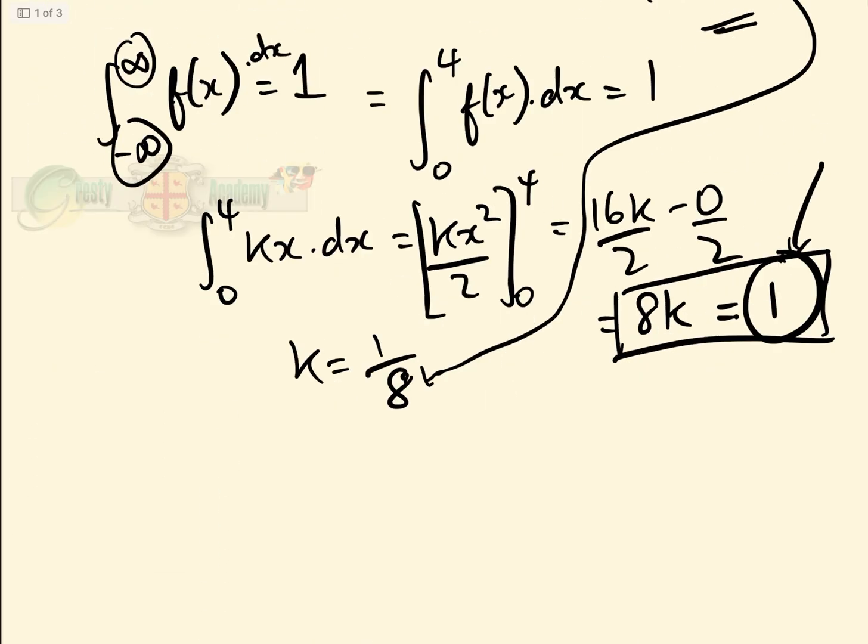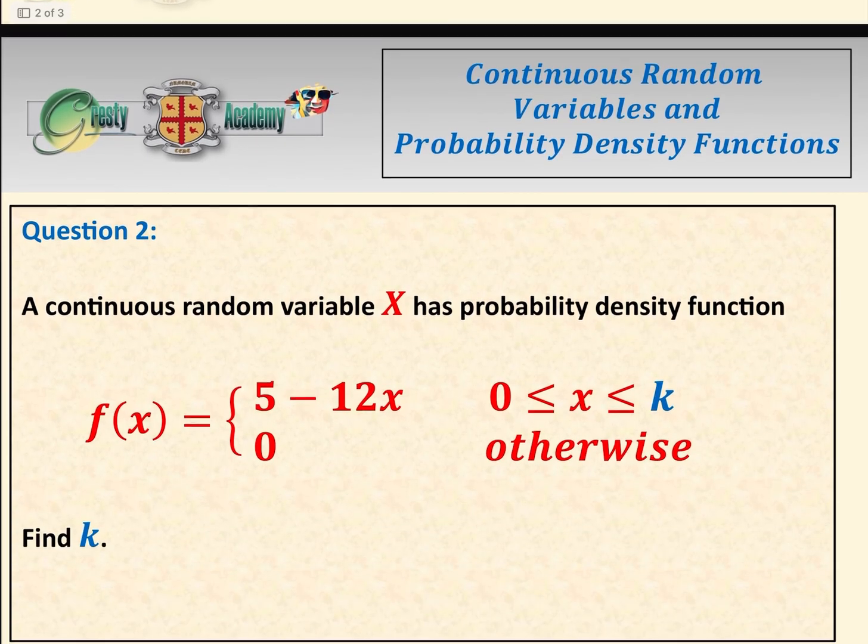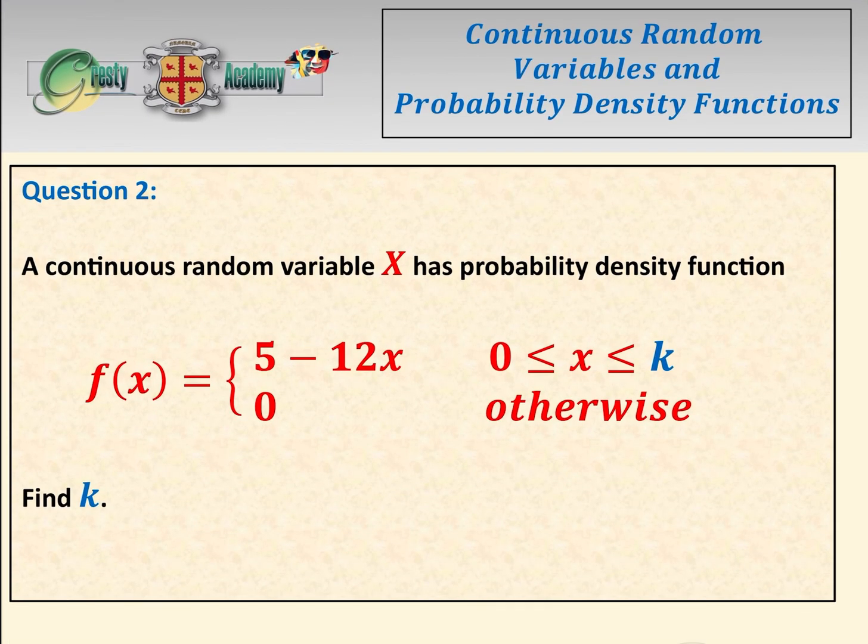Okay, that's the first question. Let's have a look at the second question. Now the second question is a little bit tougher, and I'll explain why by drawing the graph. We don't need to draw the graph to answer this, but I'm going to draw it anyway.